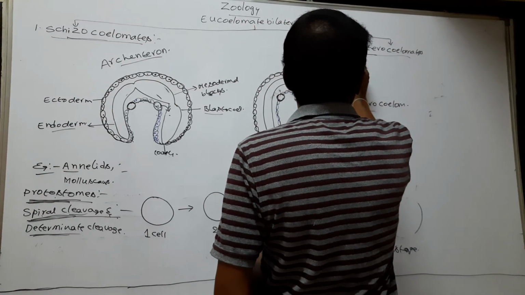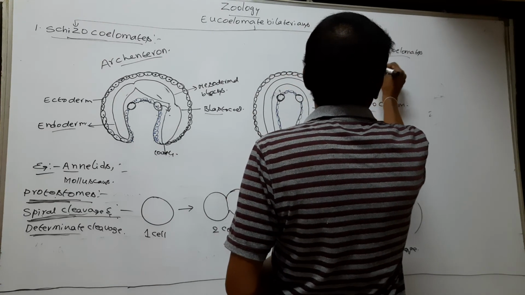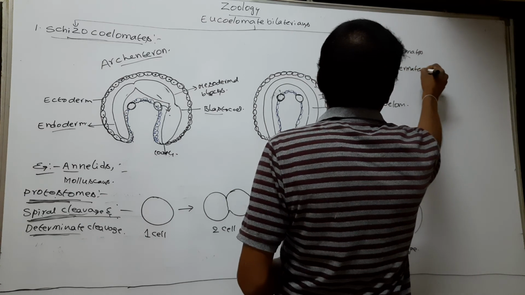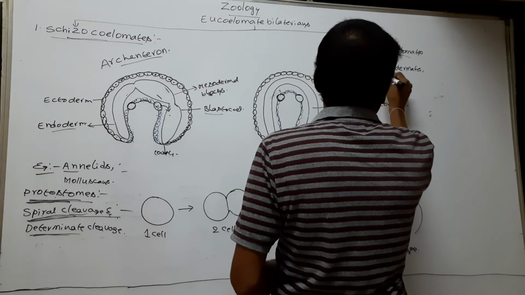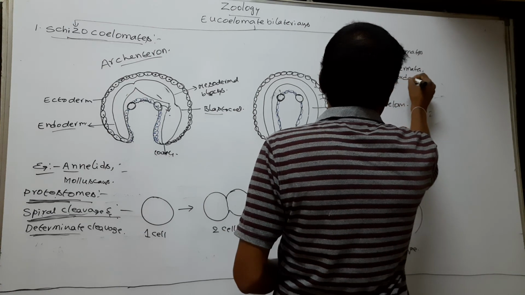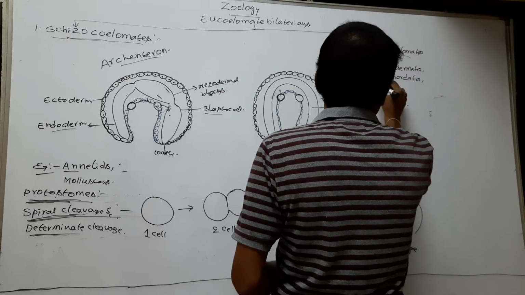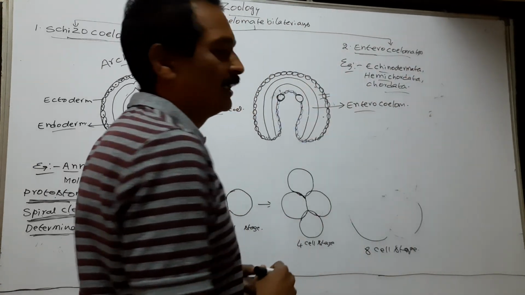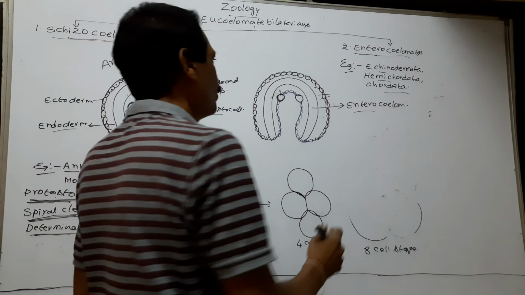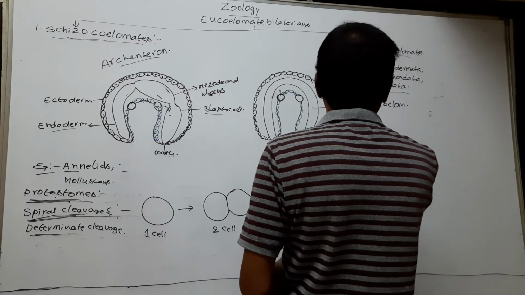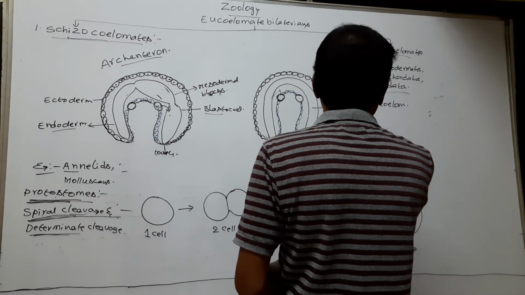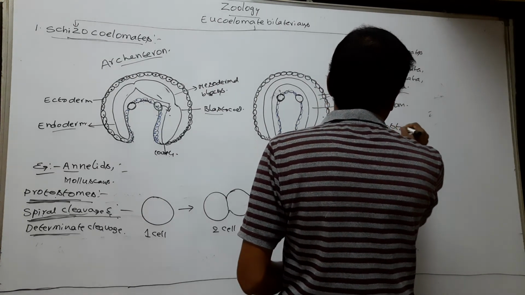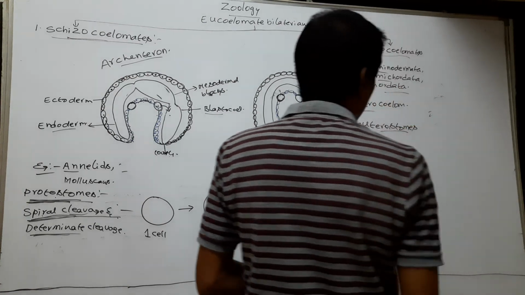This type of coelom is called enterocoelom. Examples: Echinodermata, Hemichordata, and Chordata. So these are the enterocoelomates. The enterocoelomates are deuterostomes.